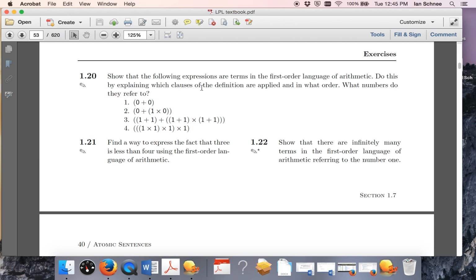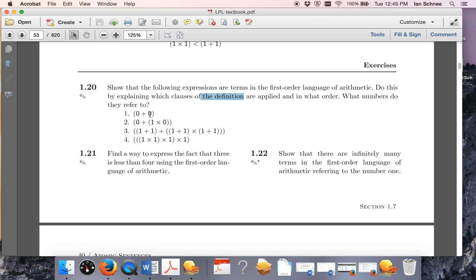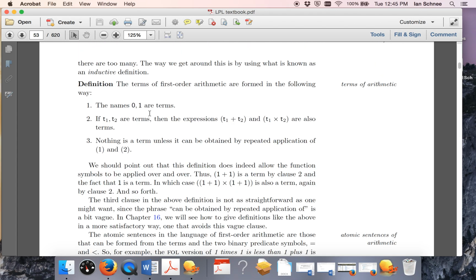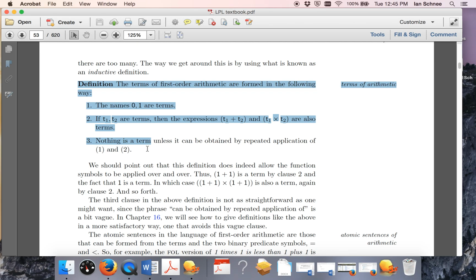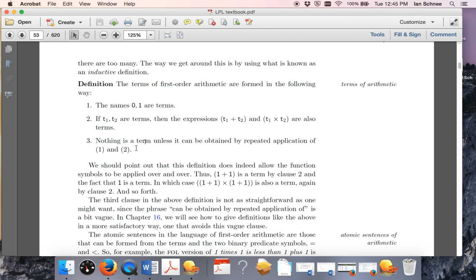Now, how are you supposed to use the clauses of the definition in order to explain how we arrive at these terms? Well, let's scroll up above to look at that definition. What that's referring to is this definition here of terms in the first order language of arithmetic. We call these inductive or recursive definitions, and this is part of the grammar of the language. What this definition is doing is explaining what counts as grammatically well-formed terms of the language. There are always multiple types of clauses in these inductive or recursive definitions.